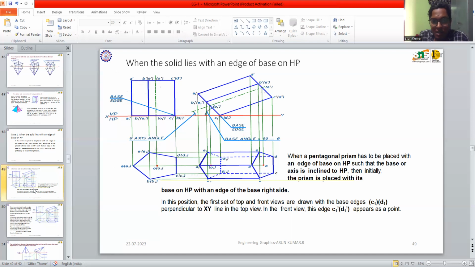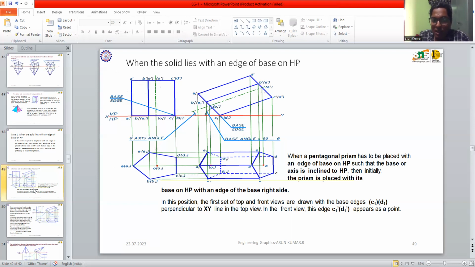That is the third step. First, proceed with the top view of the pentagon according to the conditions. Then draw the front view of the pentagonal prism, which is a rectangle. As the third step, we have to tilt it. That is the condition given in the question, that the axis is inclined to the HP, so the prism can be tilted based on the axis. After tilting, we have to project it. That is called the tilted view.